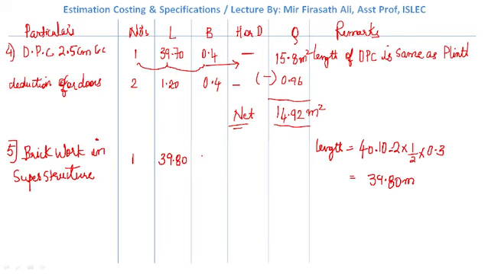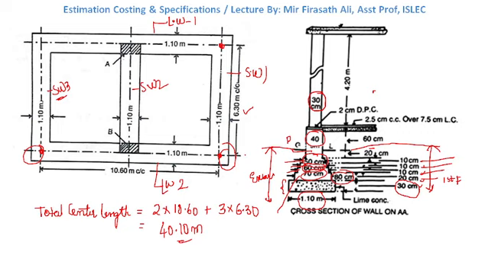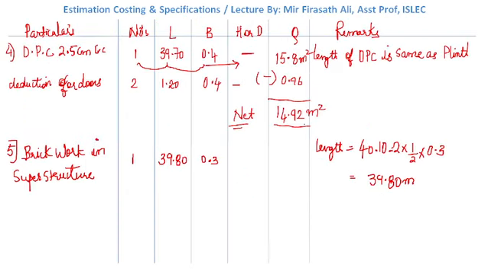Substitute this 39.80. Breadth we already know, 0.3. Look at the height, for the height 4.20 meters. The height for brickwork is 4.20. Now, what do we need to do? We need to multiply all these values. 1 into 39.80 into 0.3 into 4.20. The value will be 50.15 meter cube.